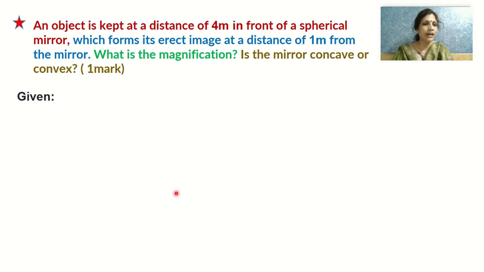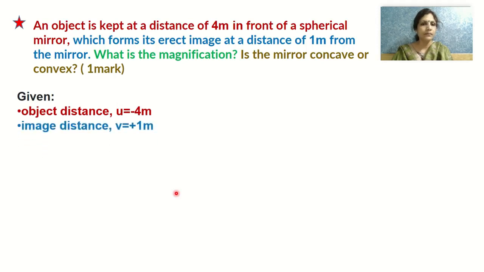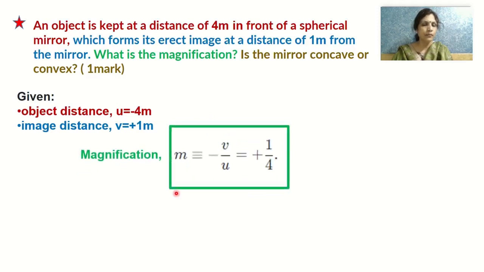Let's first find out what all is given to us. Object distance is 4 meter and object distance is always negative, so we will follow Cartesian sign conventions. So u is equal to -4. Then image distance is +1 meter. We are asked the magnification. You know the formula. It is -v upon u. Substituting the values of v and u, we get the value as 1 upon 4, which is positive.